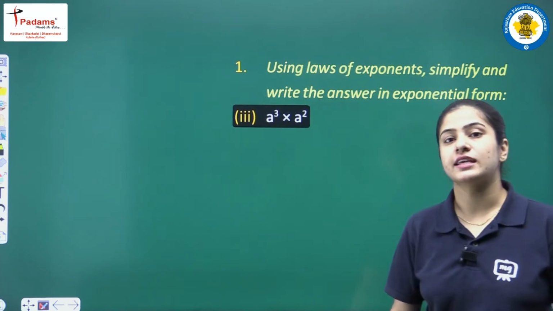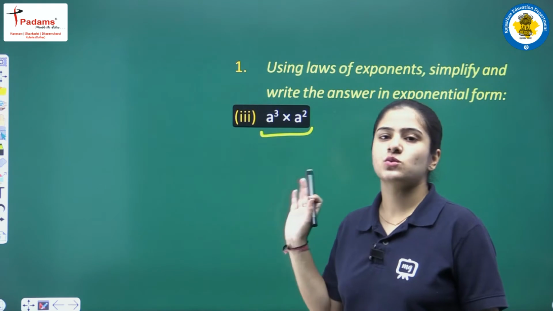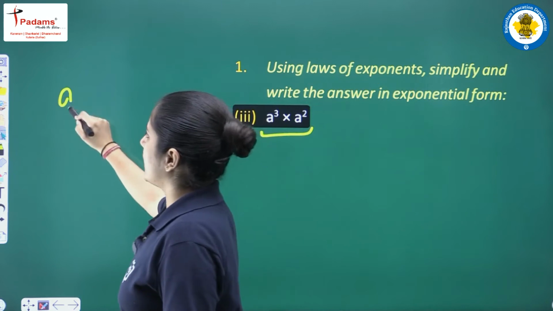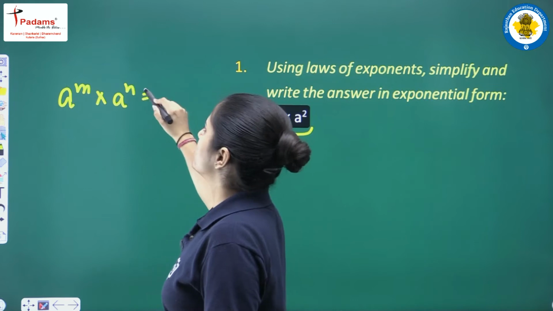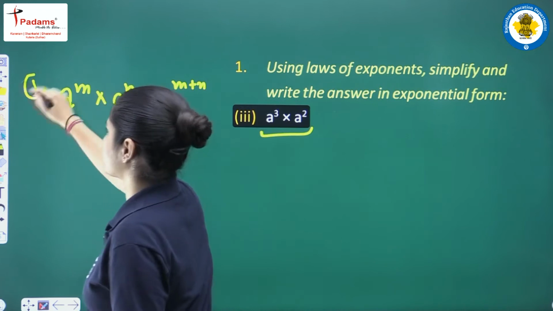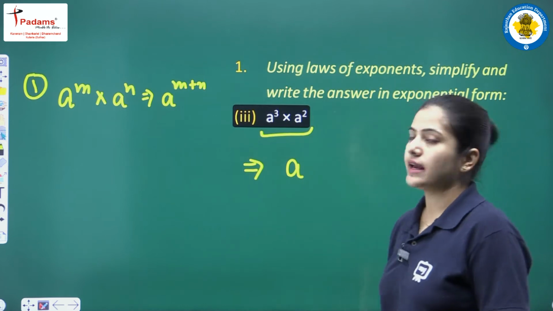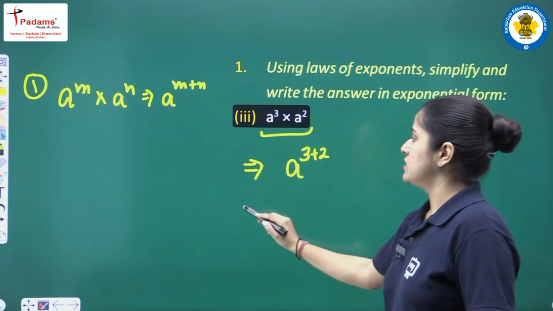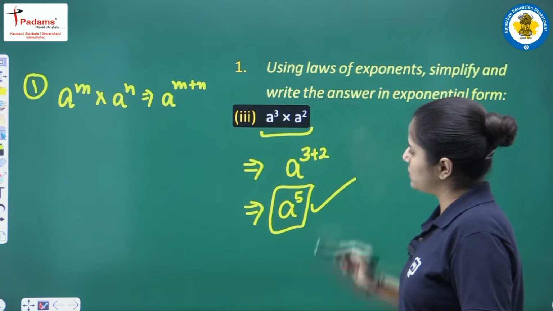Looking at the next question, क्या है? a raised to power 3 into a raised to power 2. Clearly students, multiplication is there, the base is the same, so we'll add the powers as the law says, a raised to power m into a raised to power n, that is equals to a raised to power m plus n. That is your first law. ठीक है, तो हम यहाँ पे a और a, क्योंकि बेस सेम है तो बेस को सेम लेंगे, right? That is a. Add the powers, that is 3 plus 2. So answer will be a raised to power 5, and this is your solution students.